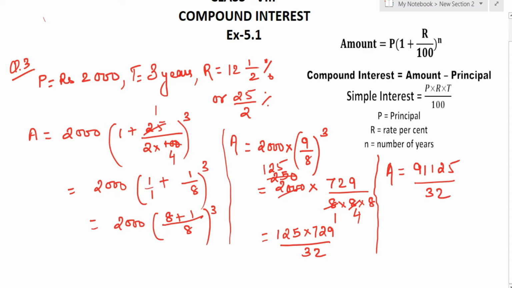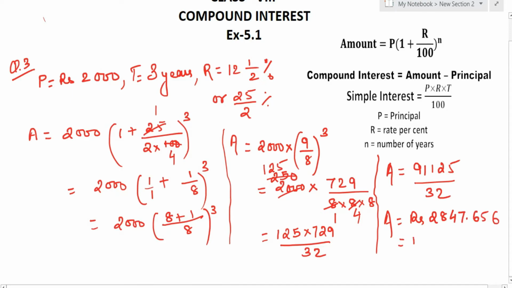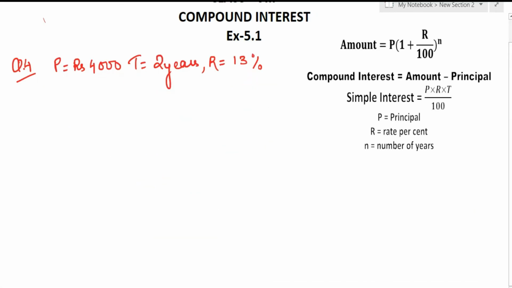That is, the amount equals rupees 2847 point, correct to three places 656, but if we want correct to two places, this 6 is going to round off this 5, and correct to two places of decimal will become 2847.66 paise. Now let's start with question number 4.